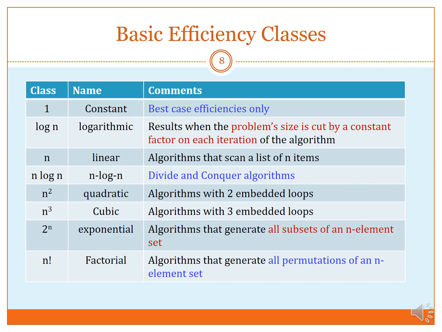Big O of n cube is cubic time, which appears in algorithms with three nested loops. Big O of 2 power n is exponential time and is used in many recursive algorithms. Big O of n factorial is factorial time and appears in problems that generate all possible permutations. As we move down the table, the algorithms become increasingly slower for larger input sizes.